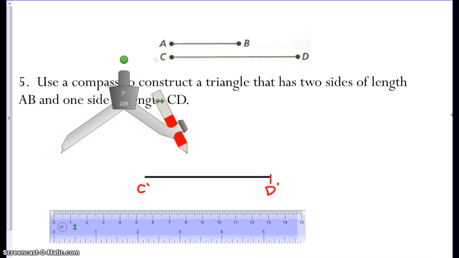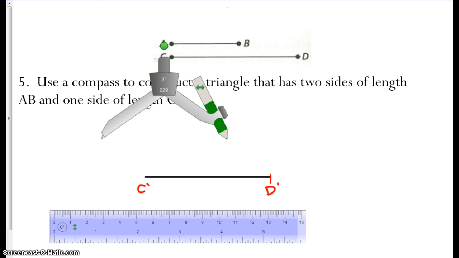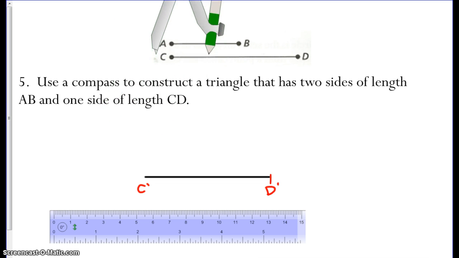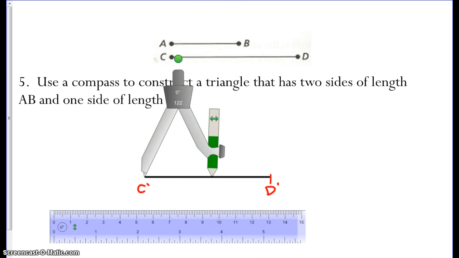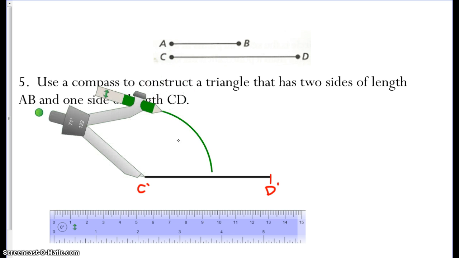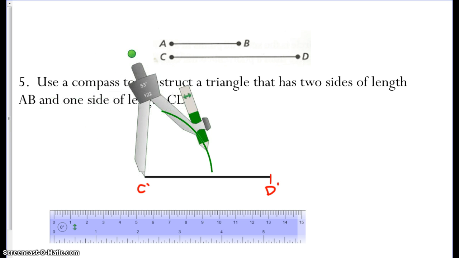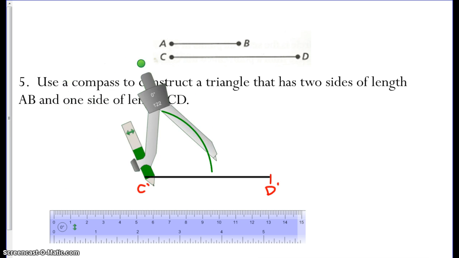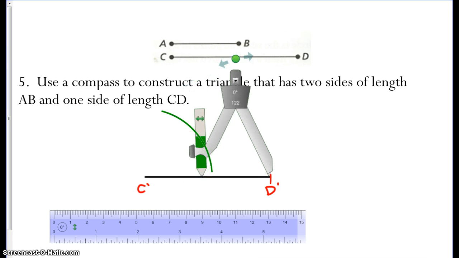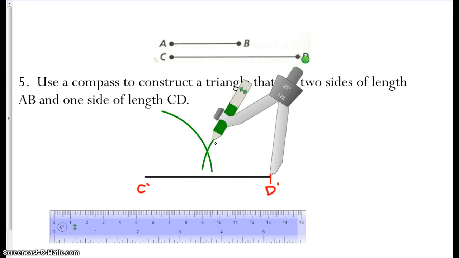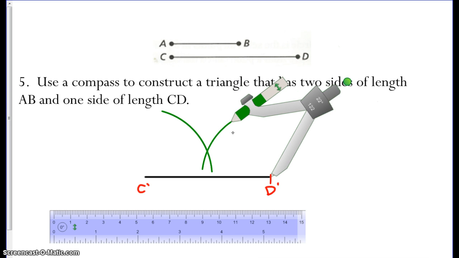Okay? And the next thing that we need to do is measure side length AB. So put your compass on AB here and here. Now the problem is, if I create an arc for AB, let's say here, where would I connect point C prime to this arc? As of right now, we can't tell. So what we need to do is create the same arc over here from point D prime. And that's going to show me where I need to connect C prime and D prime to make my third angle of my triangle.